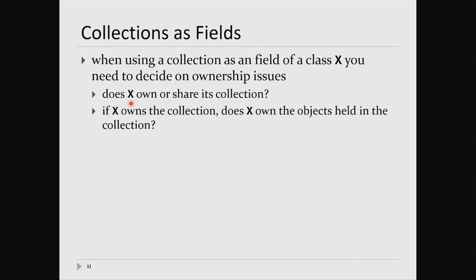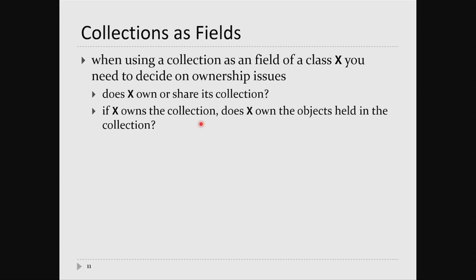So if X is your class and X has a collection in it, does X own or share its collection? If it owns its collection, you have to use composition on the collection. If it shares its collection, then you can just use association or aggregation. Now, if you decide that X is going to own its collection, you have to also ask yourself, does X own the objects that are in the collection? If the answer is yes, then you have to make a copy of every object that's in the collection. If the answer is no, then you don't have to make a copy of every object that's in the collection.